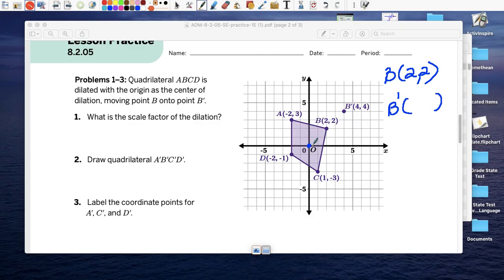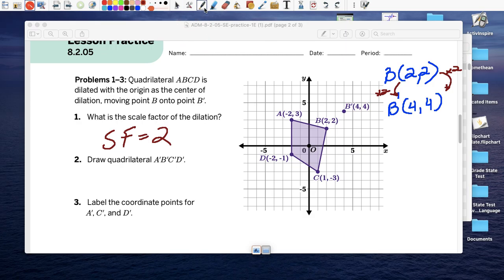To go to B prime, I'm going to go 1, 2, 3, 4 to the right and 1, 2, 3, 4 up. So can you tell me what happened? Let me put the original distance: 2 right, 2 up. So what happened to the distances? Well, we can clearly tell that all these were multiplied by 2. So the scale factor is 2. Now, what I'm going to do is apply that scale factor to all the other points.